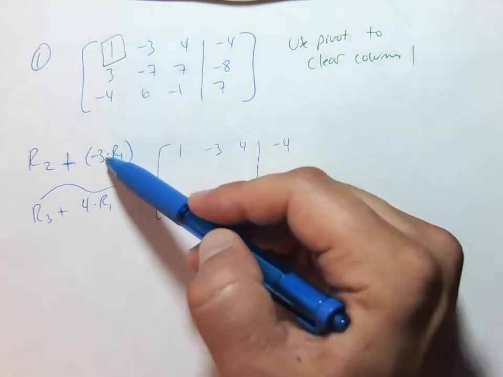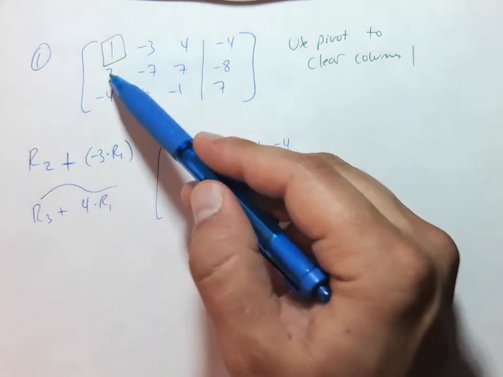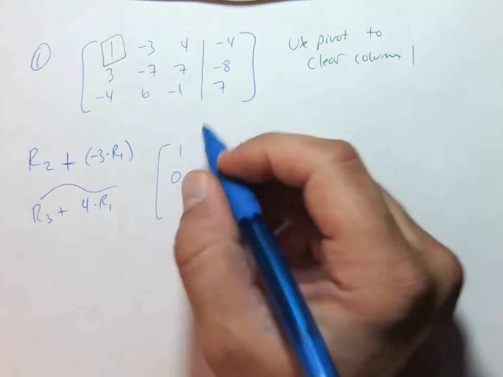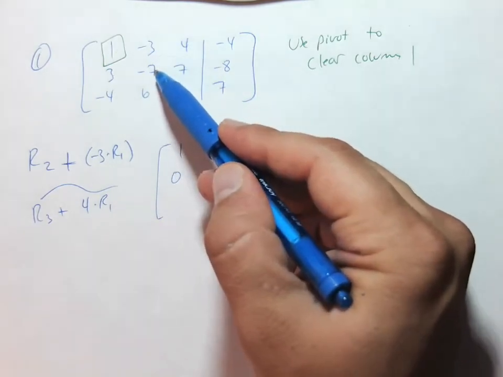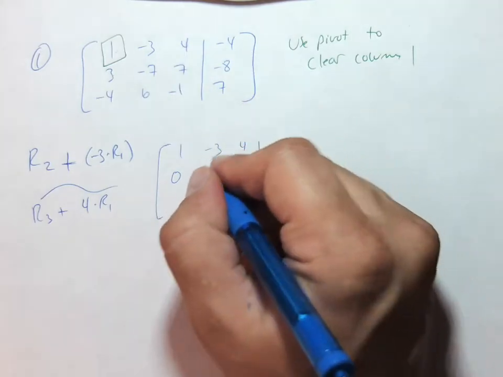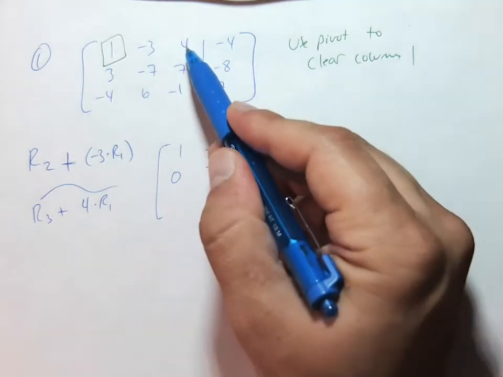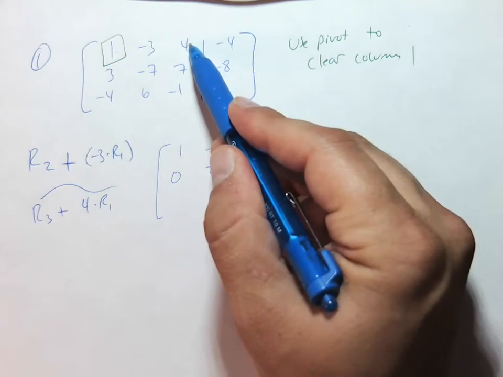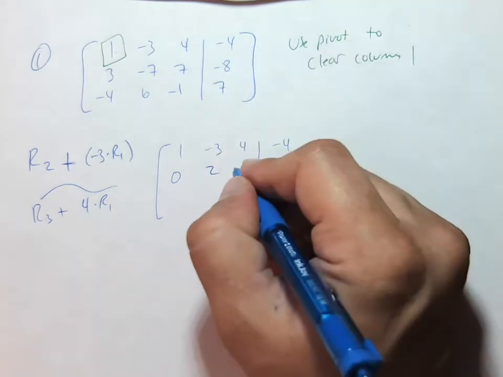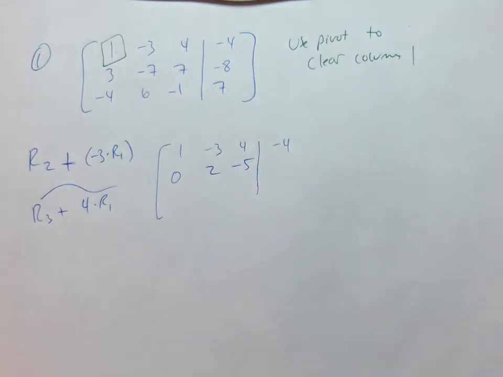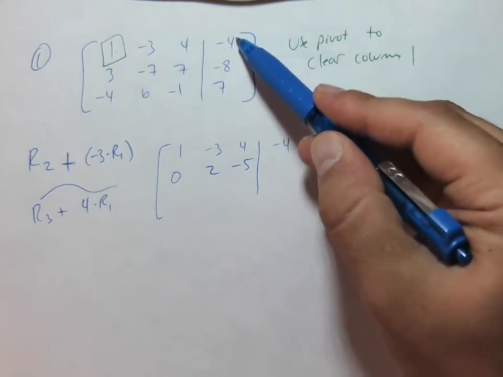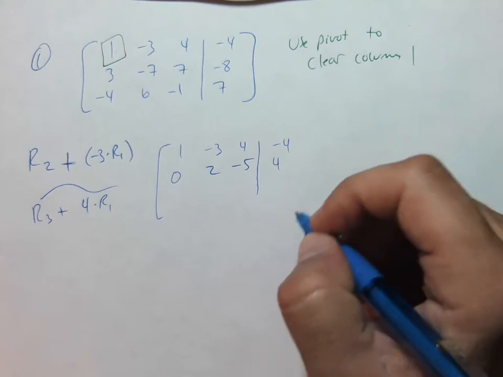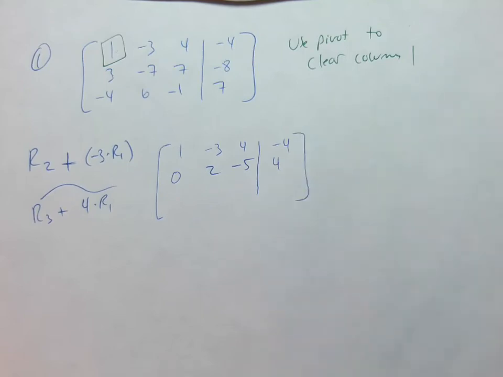Let's do the first one first. It becomes a -3. You add it there, it becomes a 0. -3 times -3 is 9. If you add -7 plus 9, you're going to get 2. If you do 4 times -3, you'll get -12. 7 minus 12 is -5. 4 times -3 is -12. If you do -12 minus 8, you'll get -20. So that's what happens to the second row.